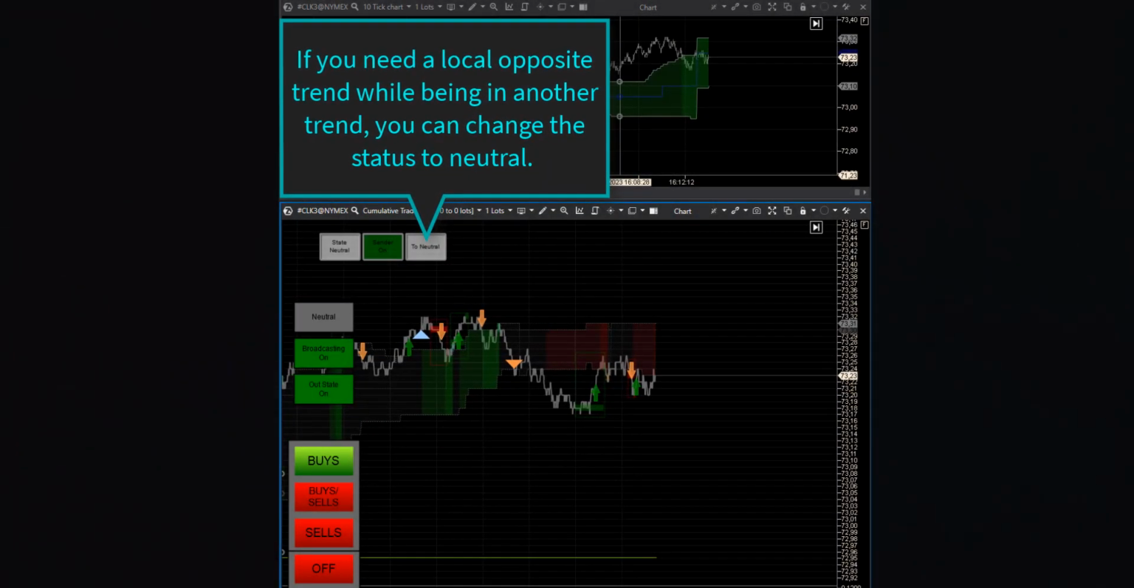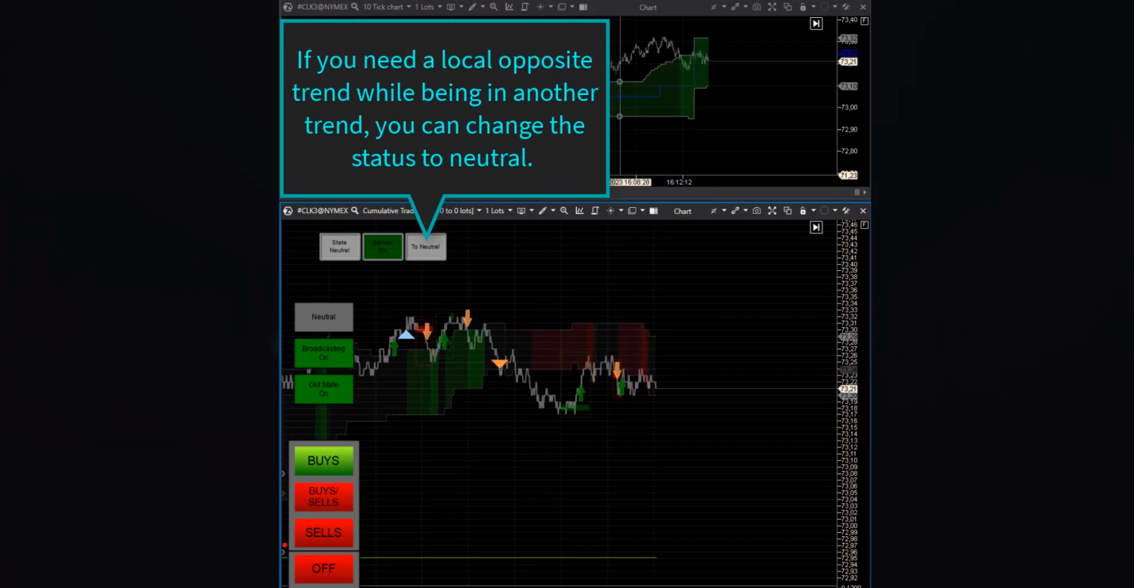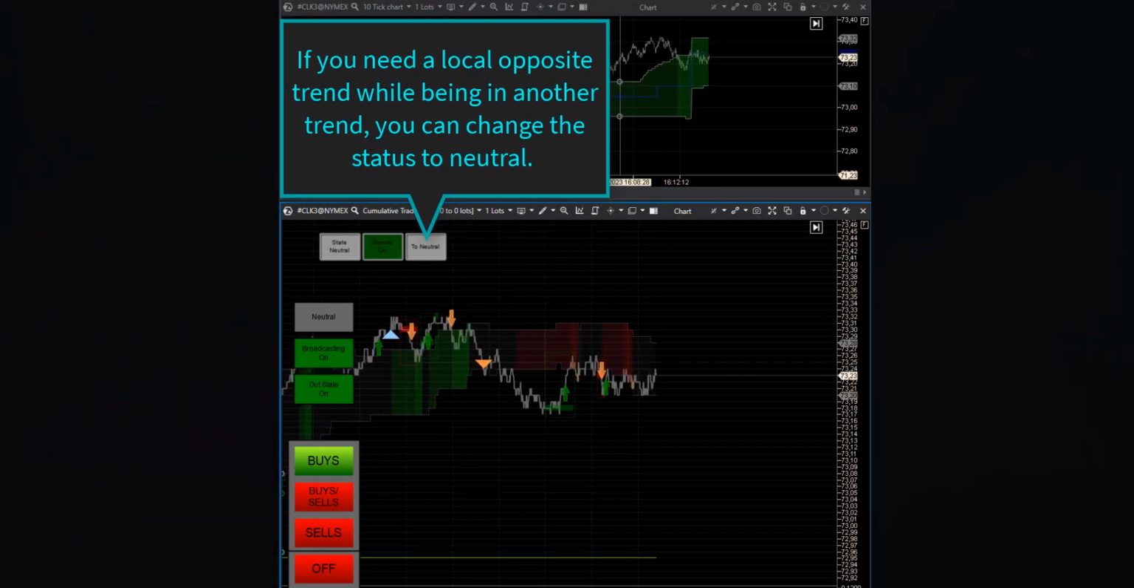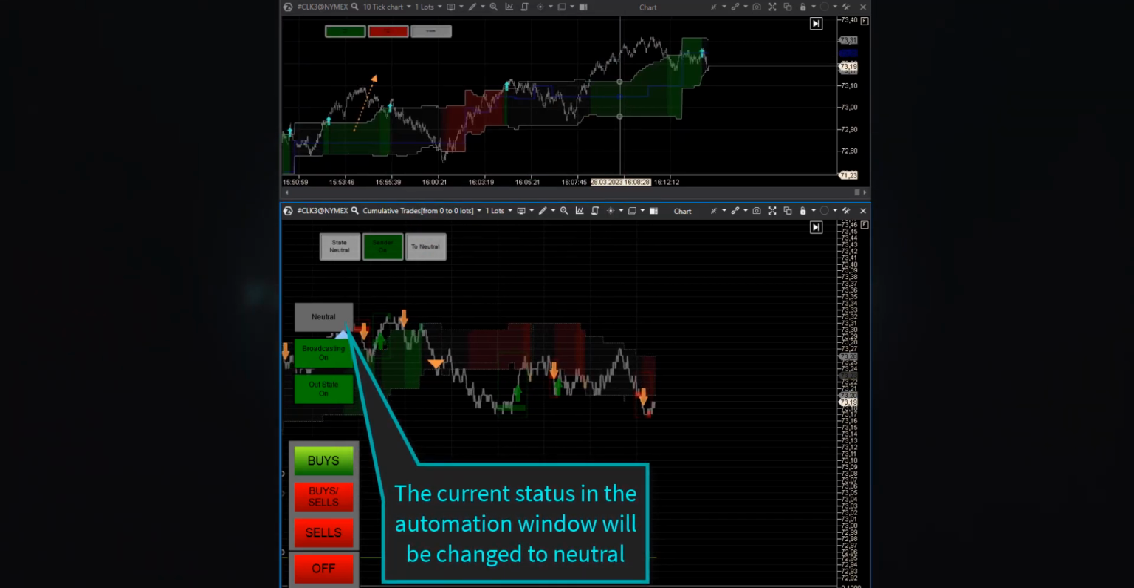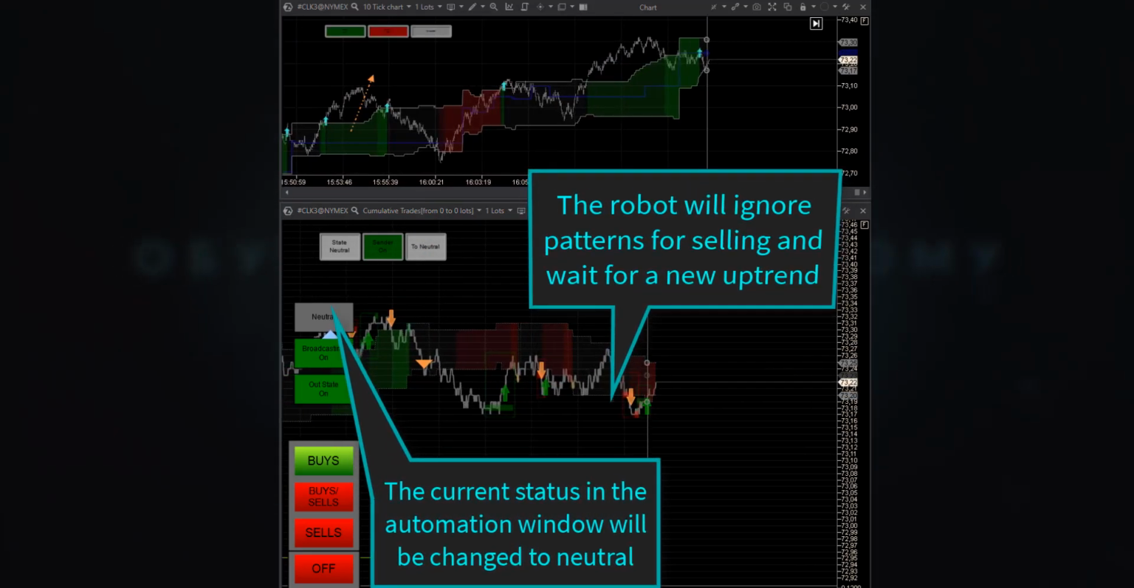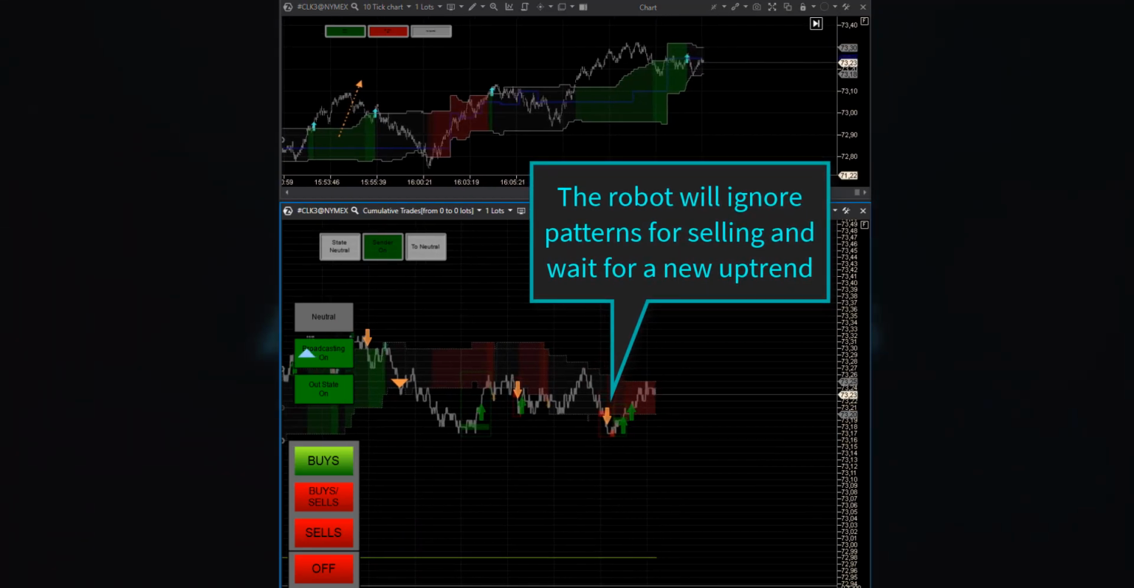If you need a local opposite trend, being in a different trend, you can change the status to neutral. In the automation window, the current status will change to neutral. The robot will ignore the sell patterns and wait for a new uptrend.